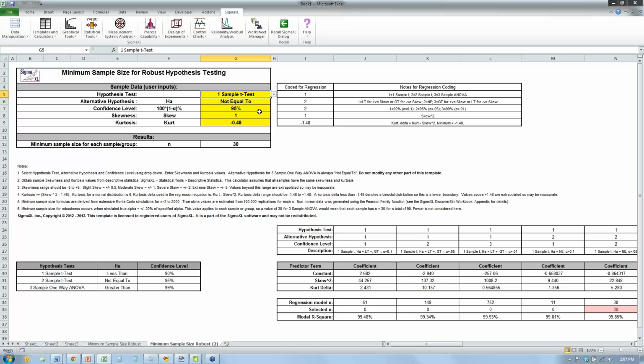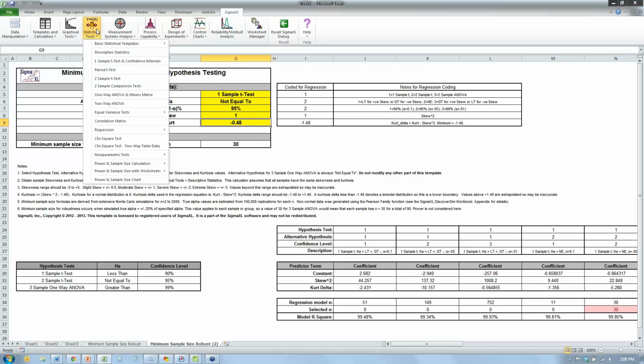Confidence interval, 95%. I'm just going to say that I happen to know, I collected some data and measured my skewness and kurtosis, and it turns out the skewness is 1 and the kurtosis is negative 0.48. You could just use descriptive statistics, right?